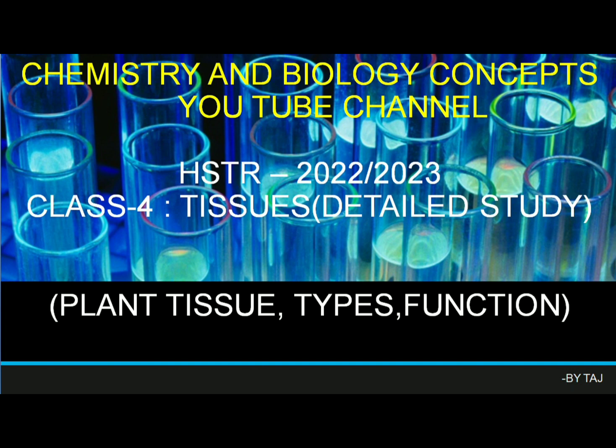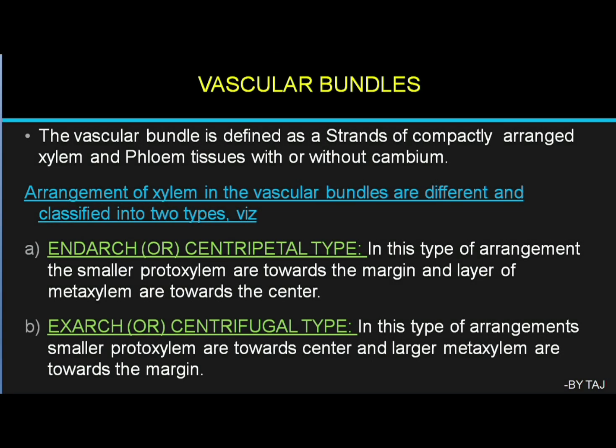So in the previous class we discussed the permanent tissues and the simple permanent tissues. Today we will discuss the vascular bundles. A vascular bundle is defined as a strand of compactly arranged xylem and phloem tissue. You have already learnt these xylem and phloem tissues in the complex permanent tissues. So with or without cambium, if the xylem and phloem are compactly arranged in a strand, we call it a vascular bundle.